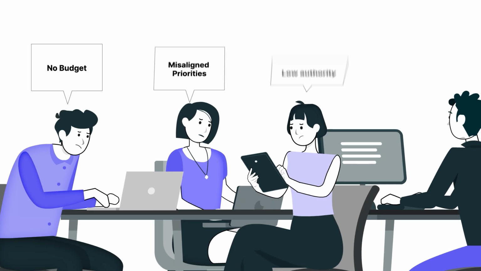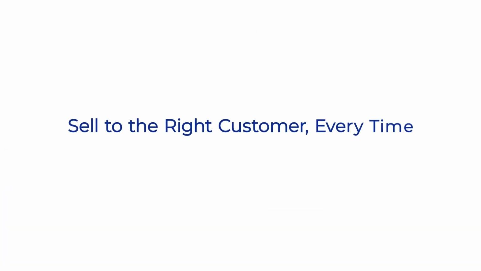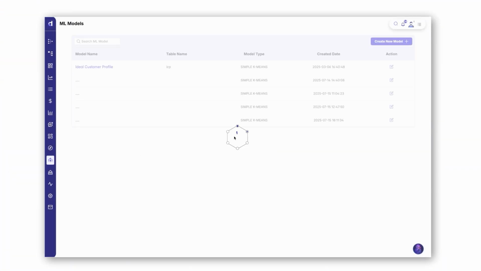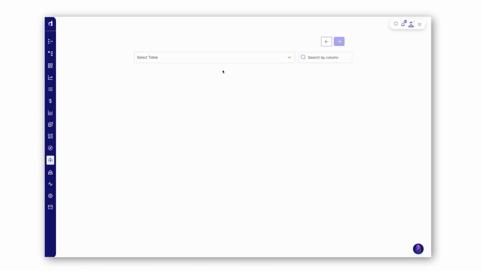Too many teams waste time chasing the wrong prospects. DataviCloud's ICP dashboard fixes that, so you only focus on customers who actually buy, grow, and stay. And when it's time to act on these insights, building your ICP is instant.